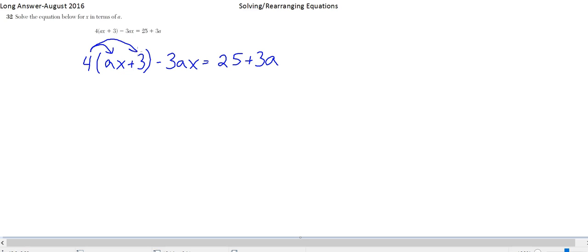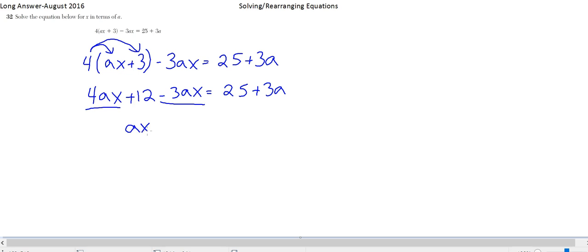And so 4 times ax becomes 4ax. 4 times 3 is 12. Let's bring down the rest of the equation. Minus 3ax is equal to 25 plus 3a. Let's combine like terms on the left-hand side. 4ax can be combined with negative 3ax. 4ax minus 3ax is just 1ax, or ax. Let's bring down the plus 12 is equal to 25 plus 3a.